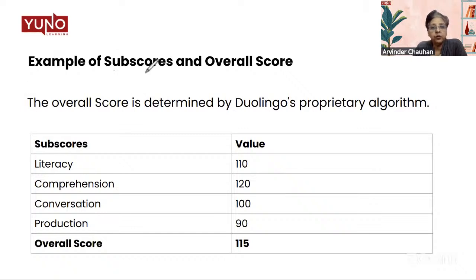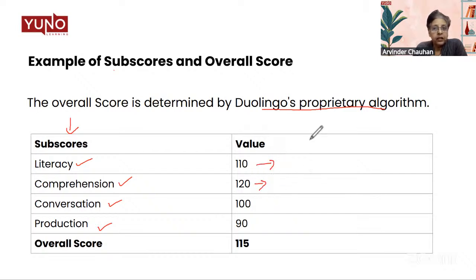Example of subscores and overall score. So the overall score is determined by Duolingo's proprietary algorithm. So these are the subscores. This is what they're going to look at, like we looked at earlier also: literacy, comprehension, conversation, and production. So literacy, the value is around 110.